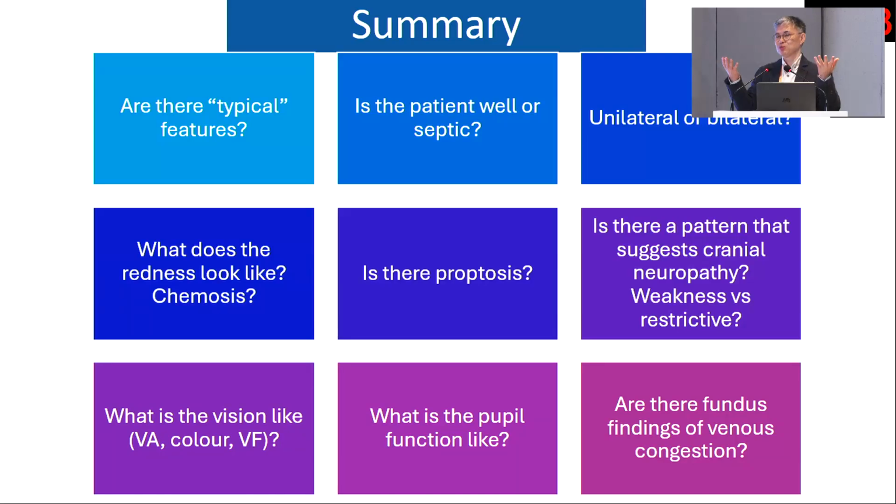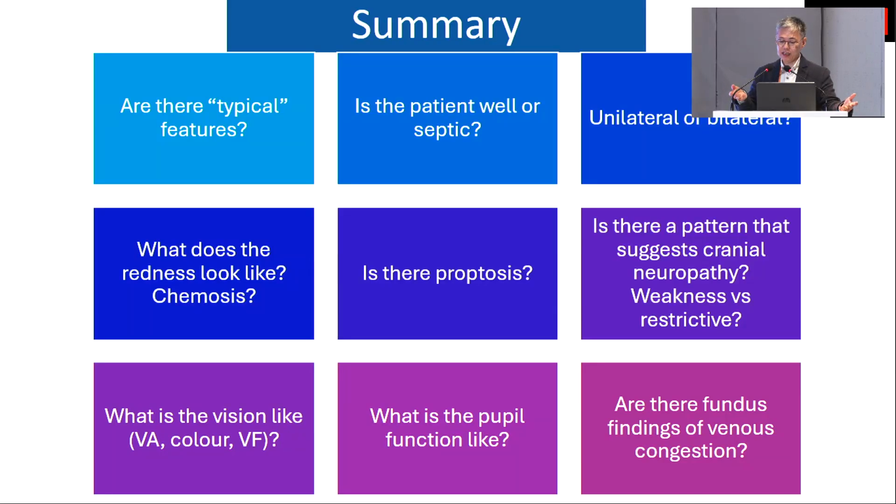Lid retraction is probably going to be a thyroid eye disease, right? If the patient is pretty sick, you're better off guessing and looking for a cavernous sinus thrombosis or something a bit more serious than that, right? Is it unilateral or bilateral? What does the redness look like? If you have a corkscrew vessel, well, carotid cavernous fistula. Is there proptosis? Some of them do and some of them don't have it.